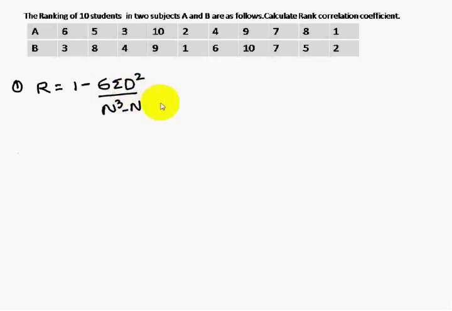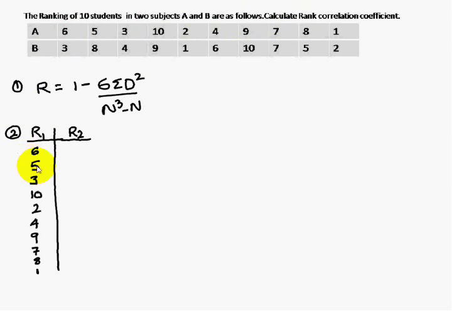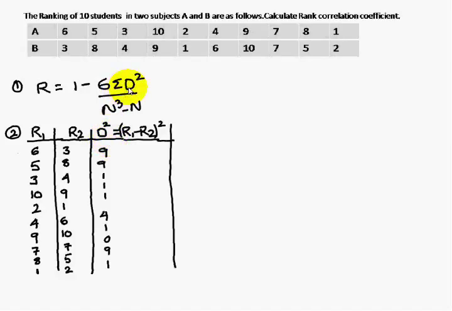This is a formula where d stands for the difference between the ranks. So R1 and R2, we are framing the two columns. In R1 I am writing the A subject ranks, that is 6, 5, 3, 10, 2, 4, 9, 7, 8, 1. In R2 I am writing the B subject ranks in the same order. Then I need d square.